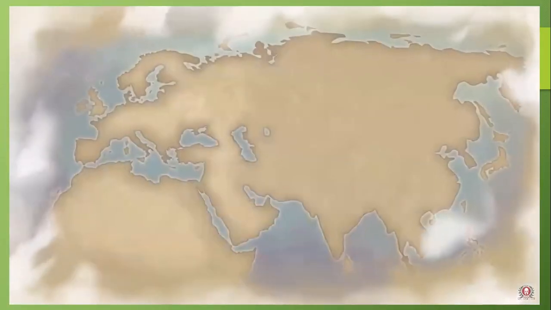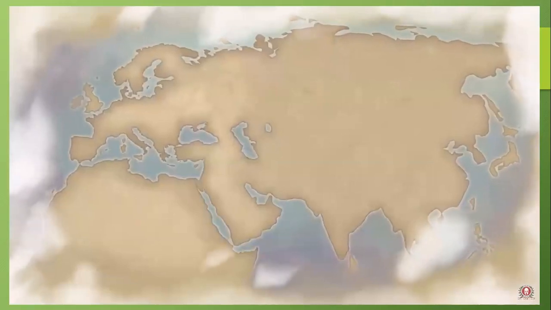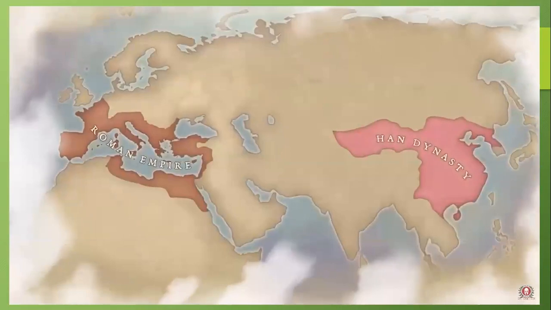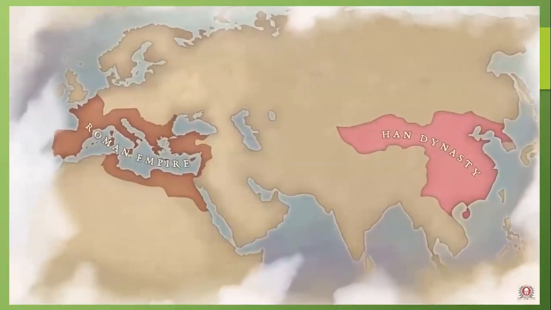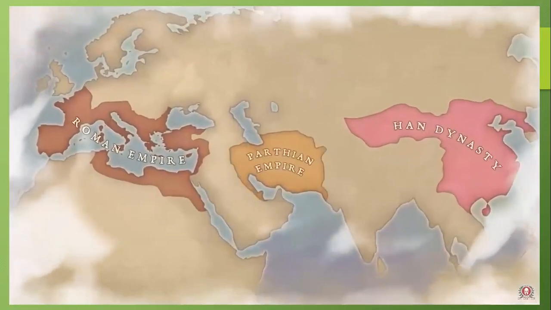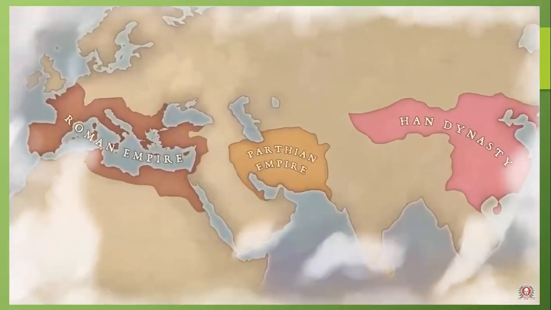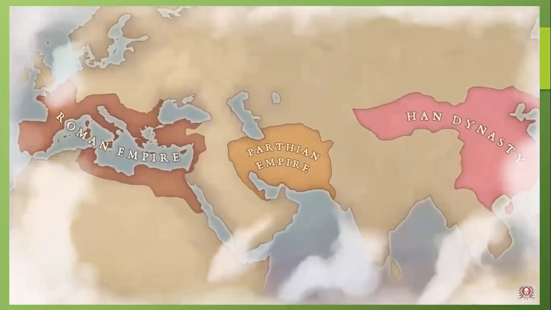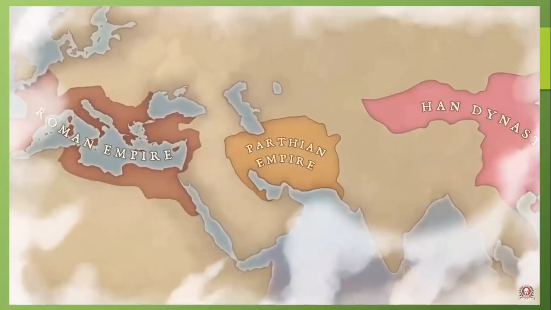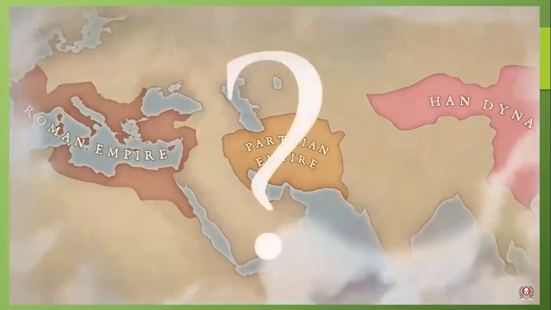2,000 years ago, ancient civilizations such as the Roman Empire in the west and the Han Dynasty in the east had risen to prominence. In the modern Middle East, the Parthian Empire ruled ancient Persia and the surrounding regions from their main capital at Ctesiphon. These cultures are known to us as being almost unfathomably ancient, but what was ancient to them?